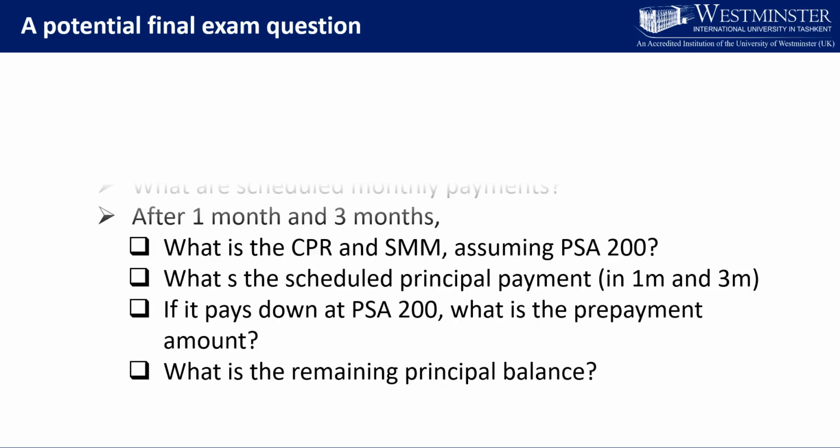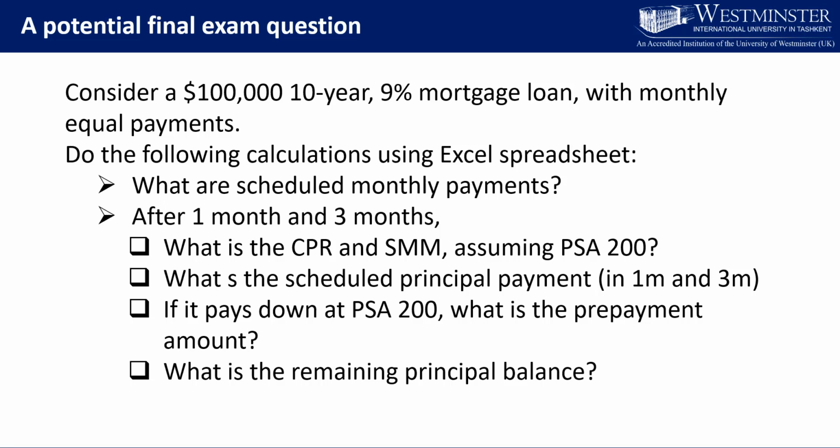And here is a potential final exam question. Consider a $100,000 10-year 9% mortgage loan with monthly equal payments. Do the following calculations using an Excel spreadsheet. What are the scheduled monthly payments? After 1 month and 3 months, what is the CPR and SMM, assuming PSA 100? What is the scheduled principal payment? If it pays down at PSA 200, what is the prepayment amount? What is the remaining principal balance? Enjoy.